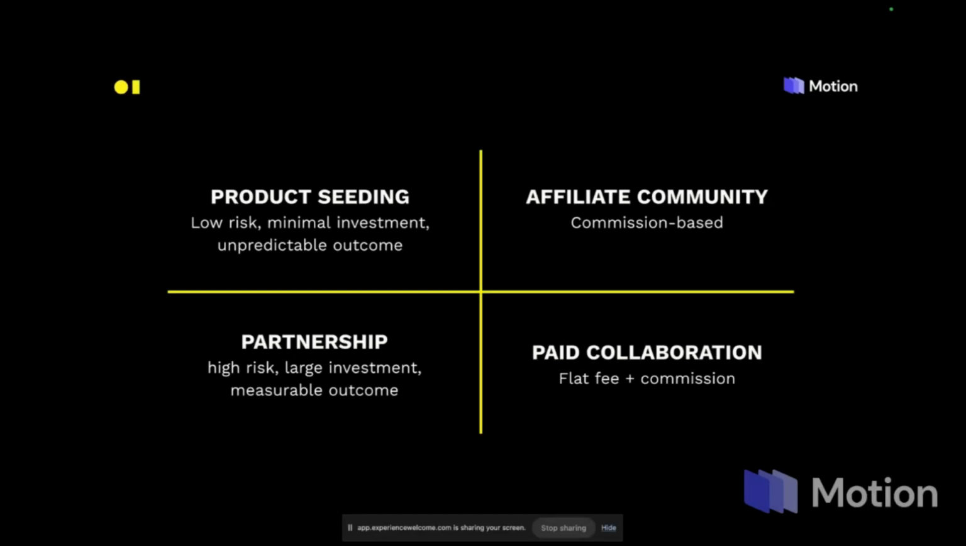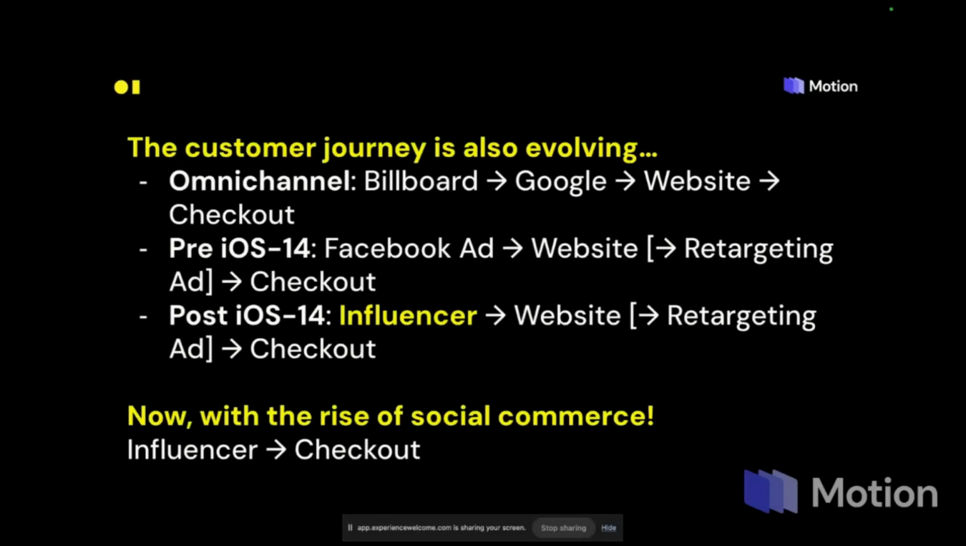You've got affiliate communities, which is more of a commission basis, partnering with influencers to create content for your brand and get paid on performance. You've got more of a partnership approach, which is that high risk, large investment and more measurable outcome. This is what you would call maybe more traditional. Partnerships could involve brand collaborations, developing a product around an influencer, or sometimes you're even seeing influencers who are becoming a co-owner of the brand over a long time horizon. And then paid collaborations, this is flat fee plus commission. So an influencer affiliate community or influencer as a channel often involves all of these tactics, in different capacities, but looking at it with more of a full funnel approach.